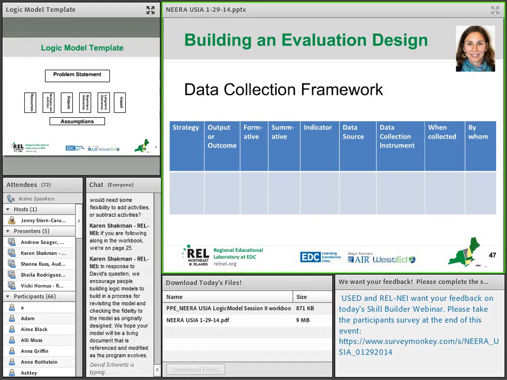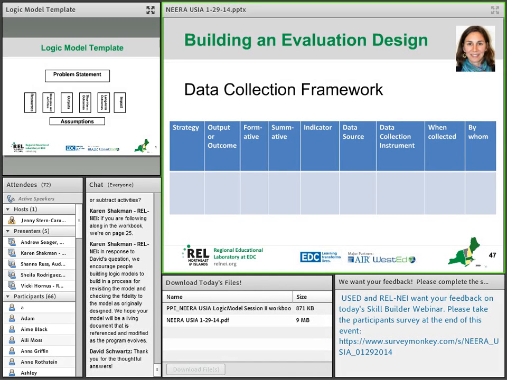Thanks, Shayla. So we have some tools here that we invite you to use on your own when you get to that stage in building your evaluation design. And again, the tools that you'll see in the next few slides are really designed to help you be systematic and strategic about preparing for an evaluation.